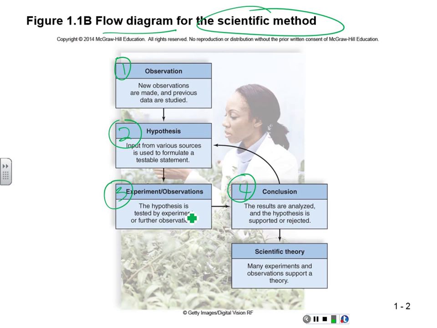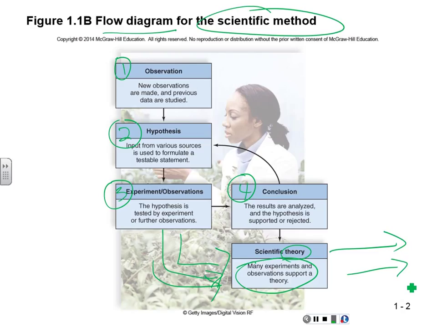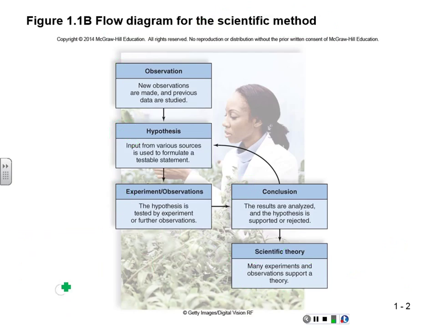And then if we do this process multiple times and we keep coming up with the same answer, then we usually come up with a scientific theory, and we're going to talk about some scientific theories in the next couple of slides. But one of the things I like to point out about this process is that we do this all the time. We just don't think or realize that we're doing scientific method. So I'll give you a really easy example.